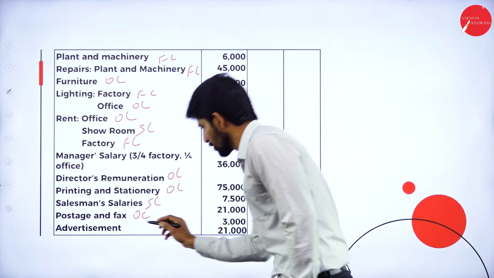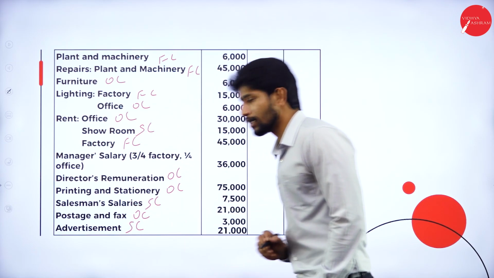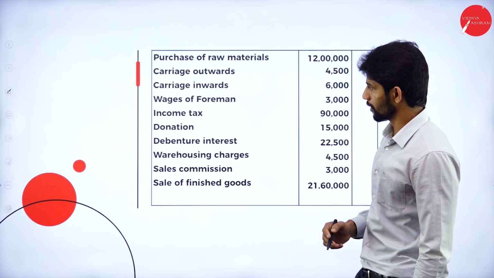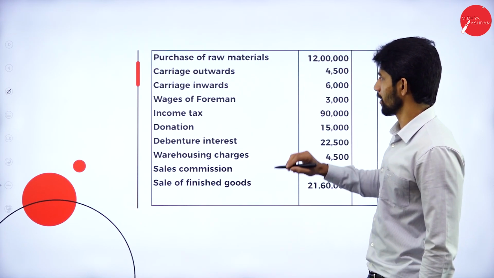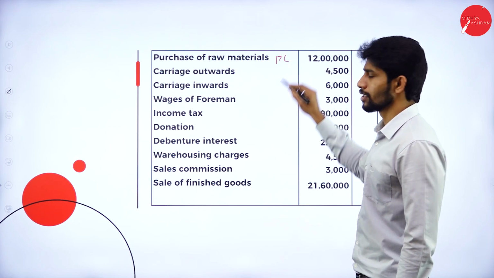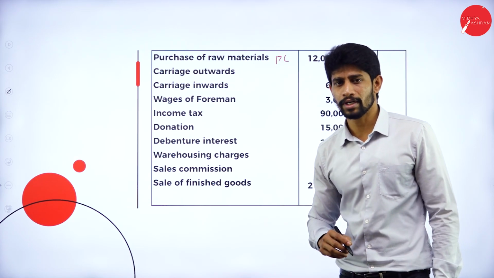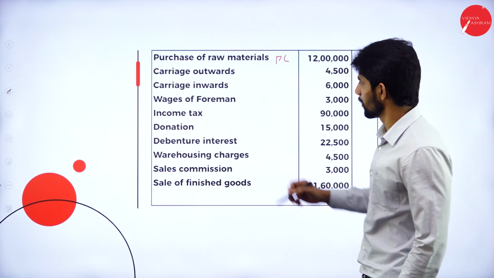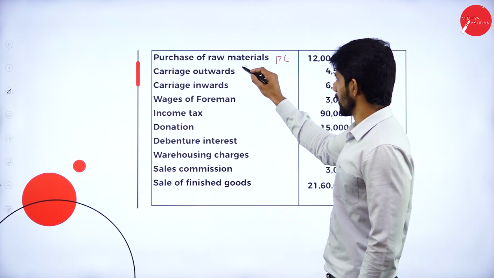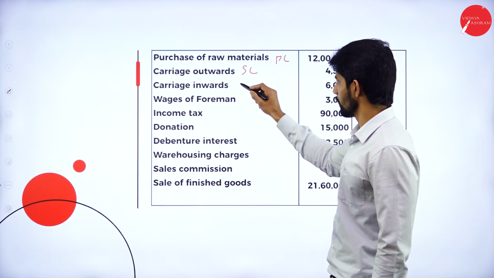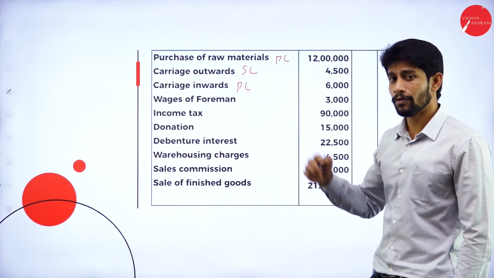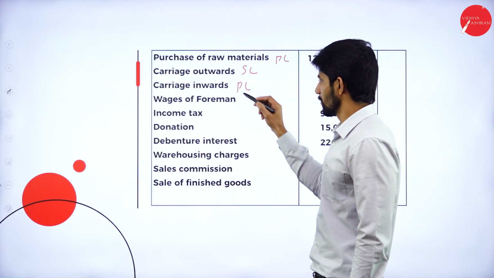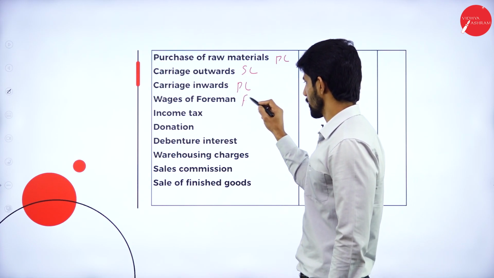Next, advertisement. This comes under selling cost. Next, moving further, purchase of raw materials. So purchase of raw material, this comes under prime cost, where we will be adding purchase of raw materials to the opening stock of raw material. Next, carriage outward, selling cost. Next, carriage inward, this comes under prime cost, where we will be adding carriage inward for purchase of raw material. Next, wages for foreman, factory cost.